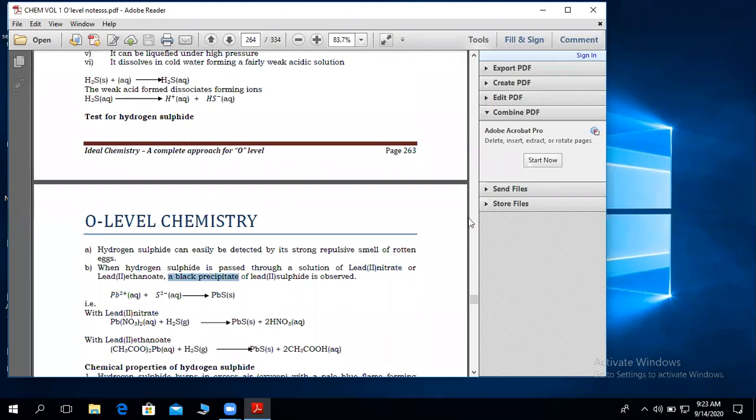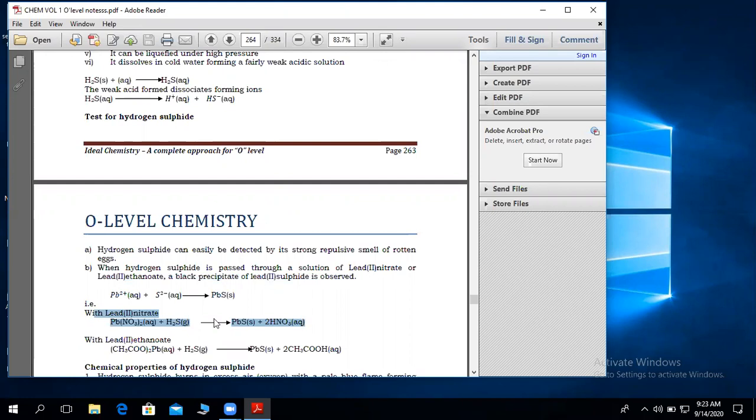And what is that black precipitate? The black precipitate is lead II sulfide. So when hydrogen sulfide gas is bubbled through a solution of lead II nitrate, we form a black precipitate, and the black precipitate is lead II sulfide. So we have two equations here. This one is an ionic equation, and this is a molecular equation. So you can choose any one of your choice.